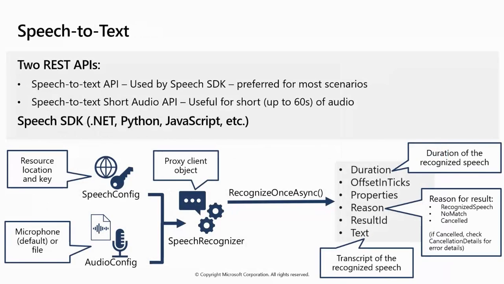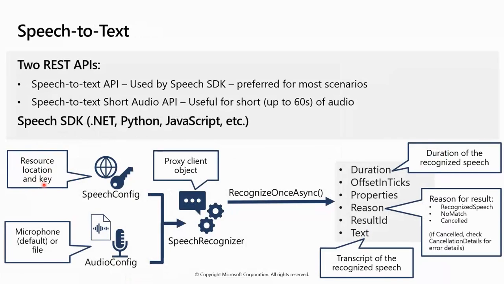Okay, so in order to make this, we have this little diagram, and this is the whole process using .NET Core, Python, JavaScript, and so on. First of all, we need to encapsulate the information needed to connect to your speech resource. Use a speech config object, in particular its location and key.